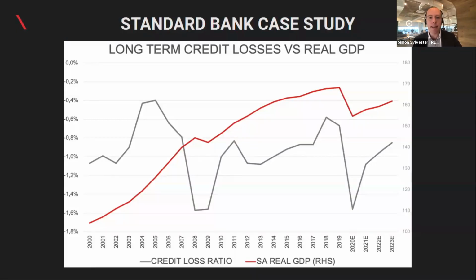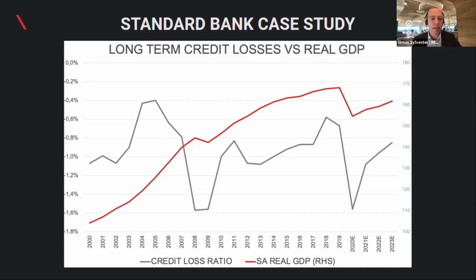So the bank lends out money on a mortgage and the person loses their job, they default. It's going to come through at some point within a credit loss ratio. So more negative is bad, smaller negative is better. And what you can see on the red line is the GDP for South Africa. It's the real GDP, so inflation adjusted, as an index of 100, going back 20 years.